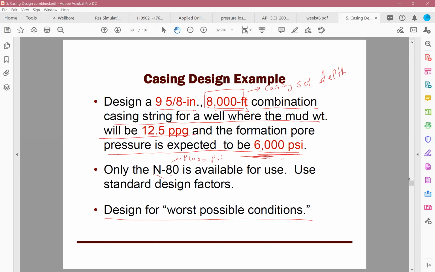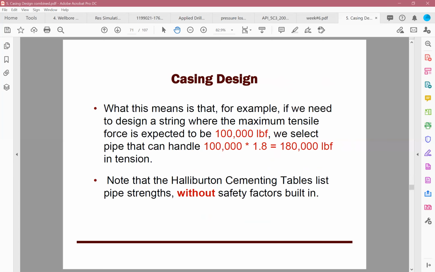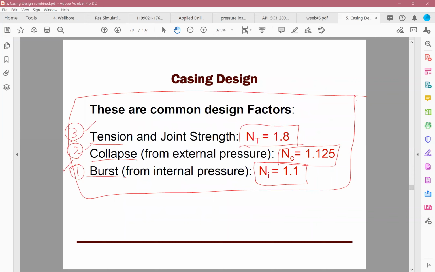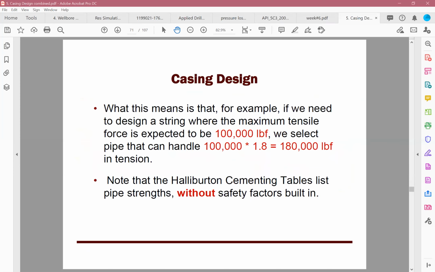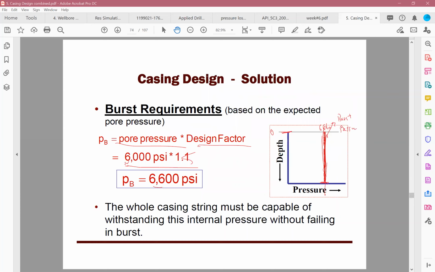And use the design factors, design for worst case scenario. We talked about the design factors, 1.8, 1.125, 1.1 for tension, collapse, and burst, right? So we talked about this, and then we started basically doing the burst design, right? So let's go to that part.